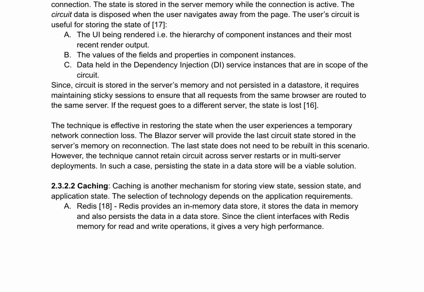Caching is another mechanism for storing view state, session state, and application state. The selection of technology depends on the application requirements. Redis, an in-memory data store, provides high performance by storing data in memory and persisting it in a data store.